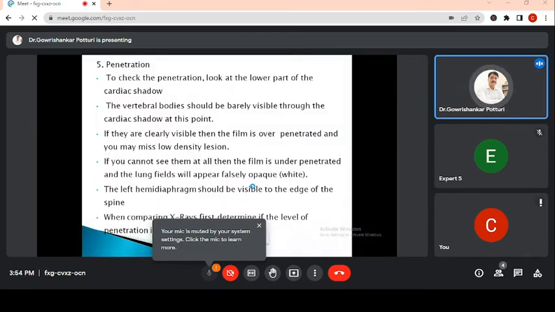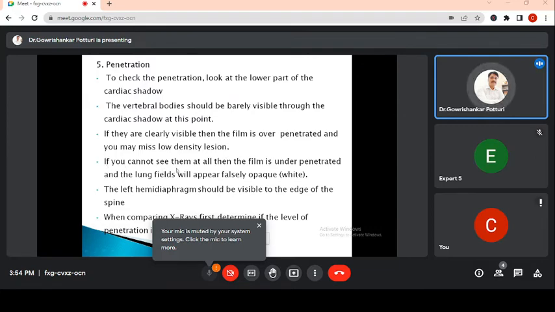Next, penetration. To check the penetration, look at the lower part of the cardiac shadow. The vertebral bodies should be barely visible through the cardiac shadow at this point. If the vertebral bodies are clearly visible, then the film is over penetrated and you may miss low density lesions.